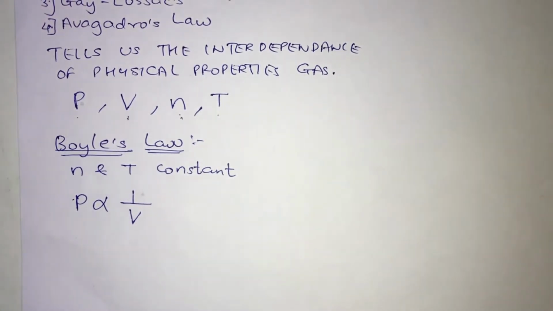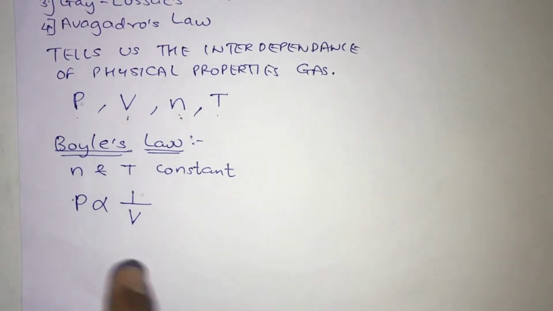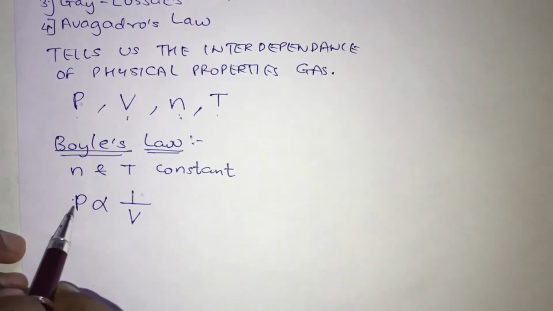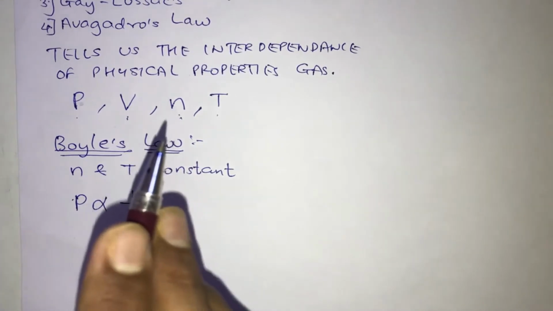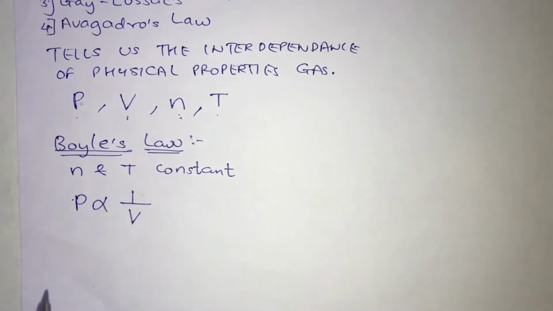So in short, you can say that they are inversely proportional. If one is increasing, the other one is decreasing. Okay, so if pressure is increasing, volume is going to decrease. If volume is increased, then pressure is going to decrease. Now let us understand this with the help of a small experiment carried out by Robert Boyle.